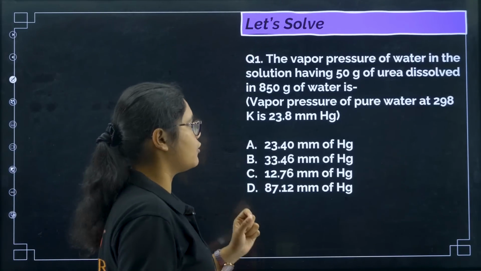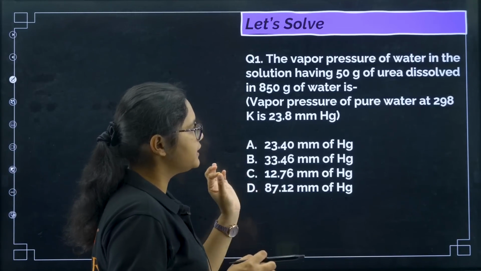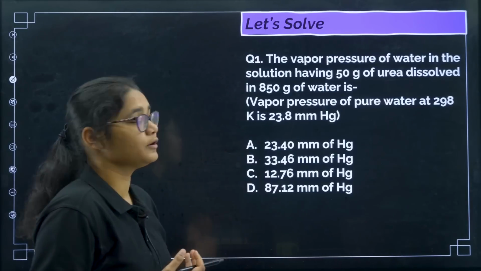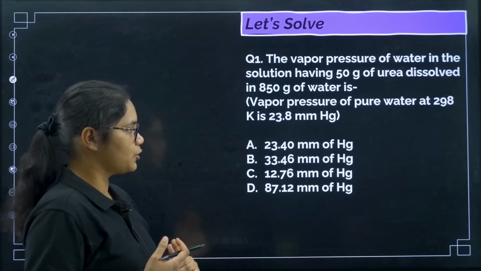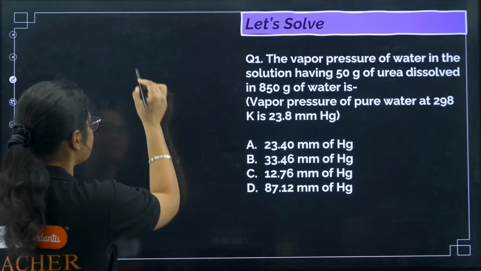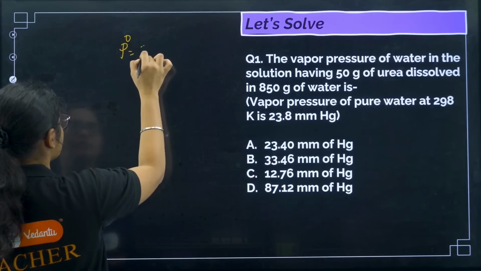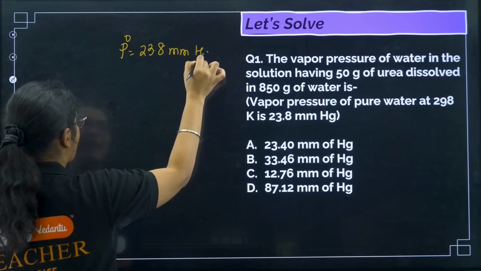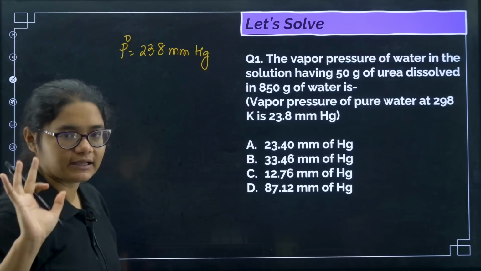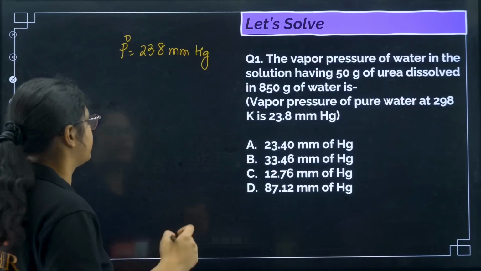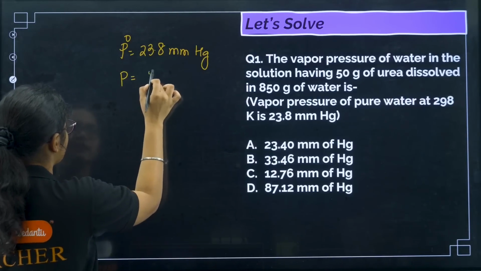The vapor pressure of water in the solution, in which 50 gram of urea is dissolved in 850 gram of water, is. Now the vapor pressure of pure water is given. When the vapor pressure of pure water is given, that means the P naught value is given to you, which is 23.8 mm of Hg. Now after adding urea, we know the pressure will decrease. What is the new pressure of this solution? That is what we have to calculate. So I have to calculate this P value.